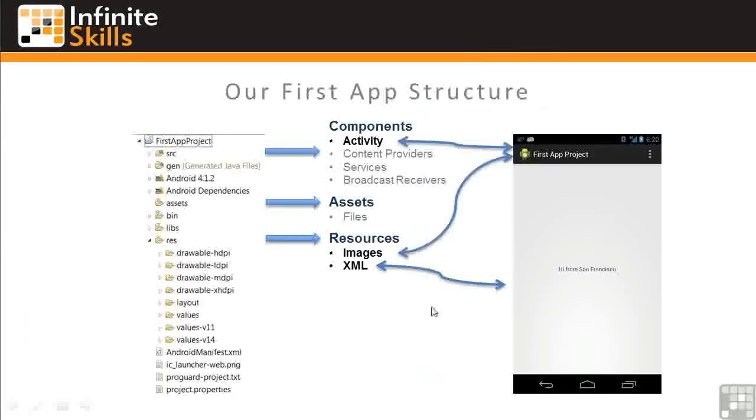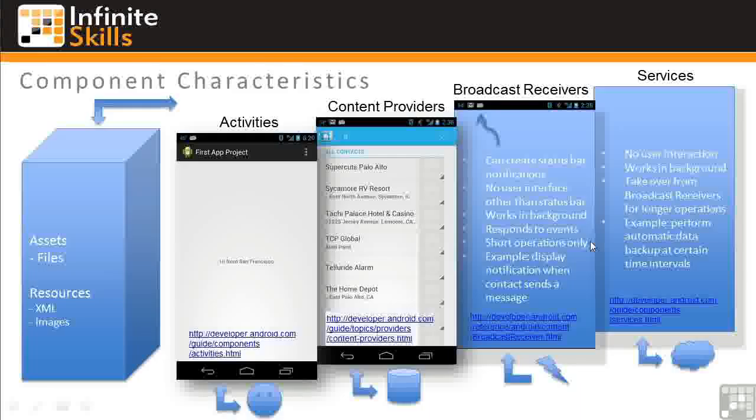Let's look back at our first app. It had one component, a main activity, that used image and XML resources to display a single screen. It didn't contain content providers, services, or broadcast receivers. Let's say we wanted to include other component types. Let's look at these components in more detail.